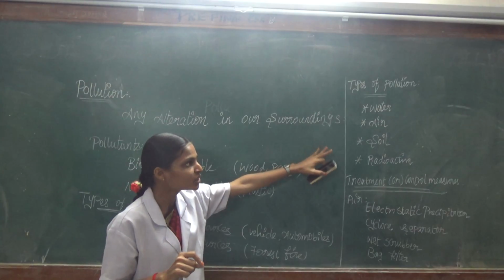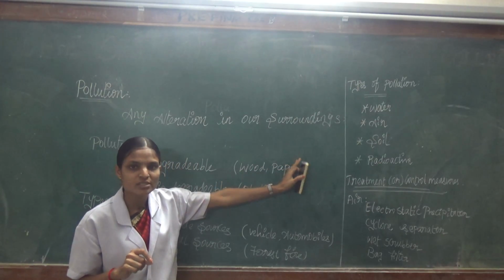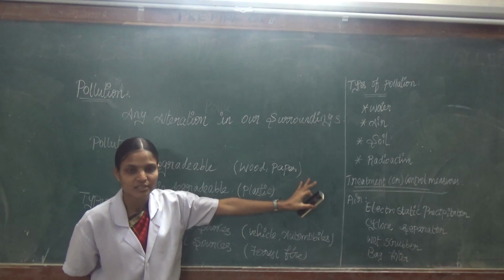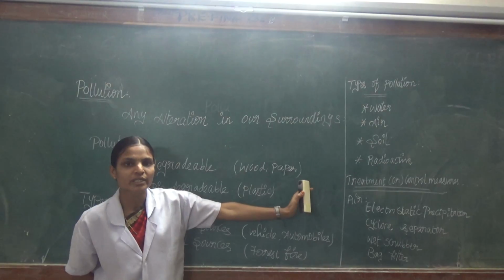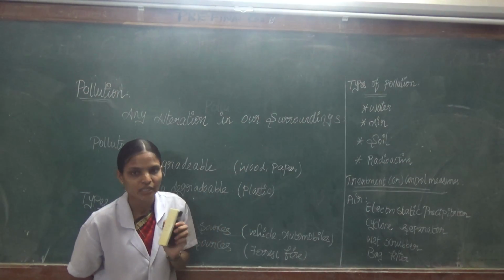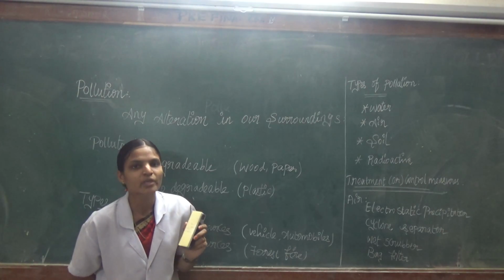What are the standards for water as per WHO? The pH should be between 6.5 to 8.5. The next, it should be colorless, odorless and tasteless. Then the presence of chlorides is up to 250 ppm. Hardness of the water should be less than 500 ppm. The next, heavy metals should be below 0.01 ppm.